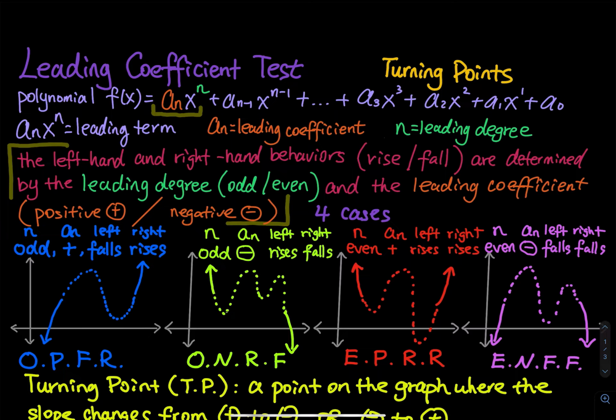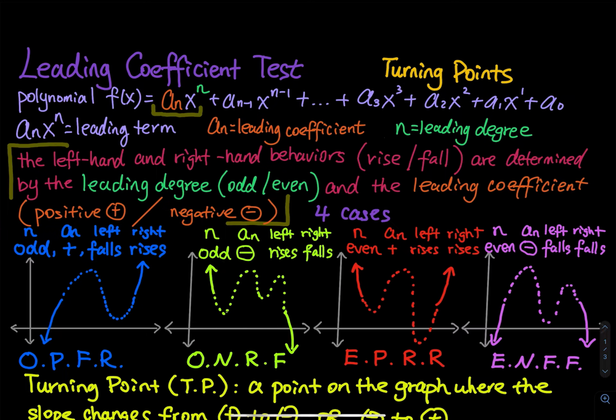To make this short, I will just write OPFR. What does OPFR mean? O is odd, P is positive, F is falls, R is right. So you check the leading degree first. Leading degree is odd, leading coefficient is positive, so it falls to the left and rises to the right.